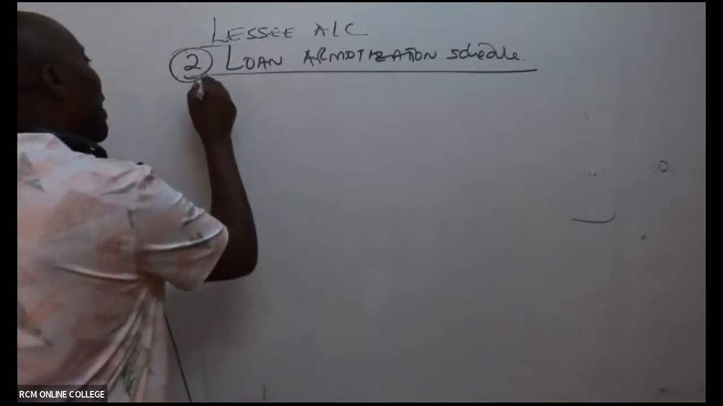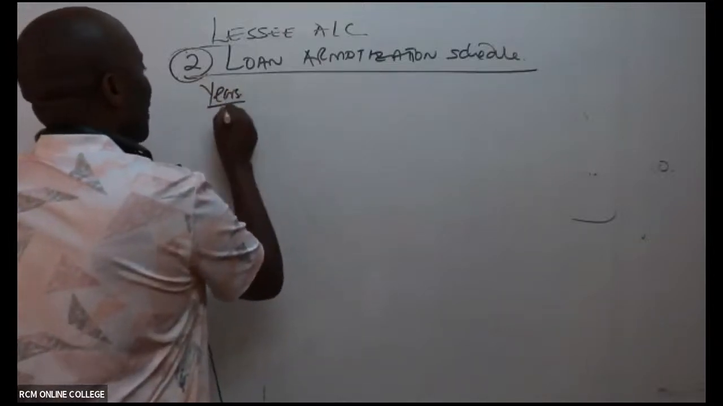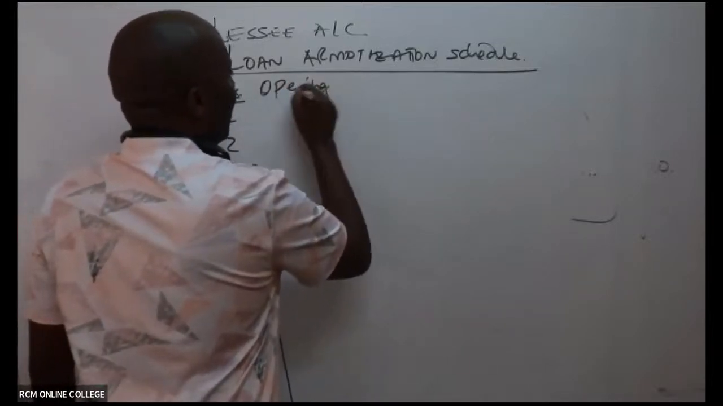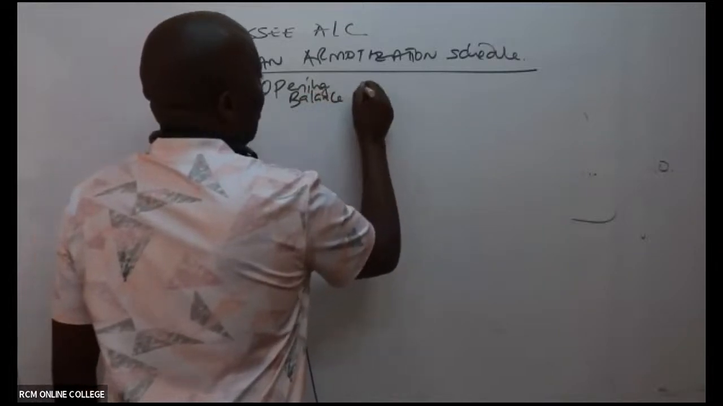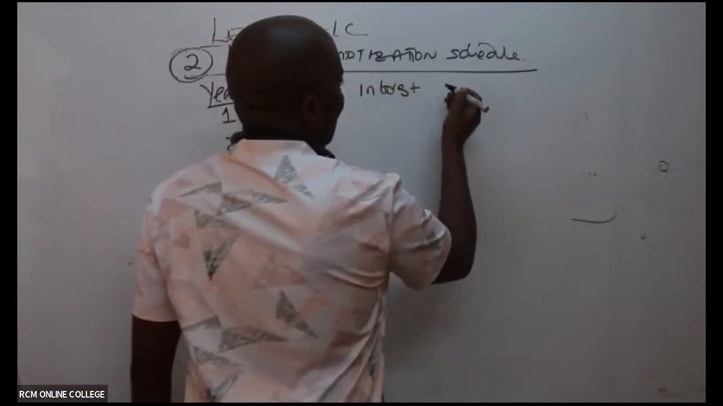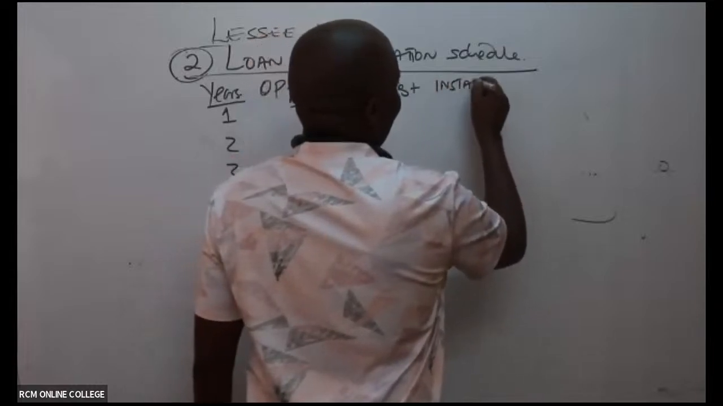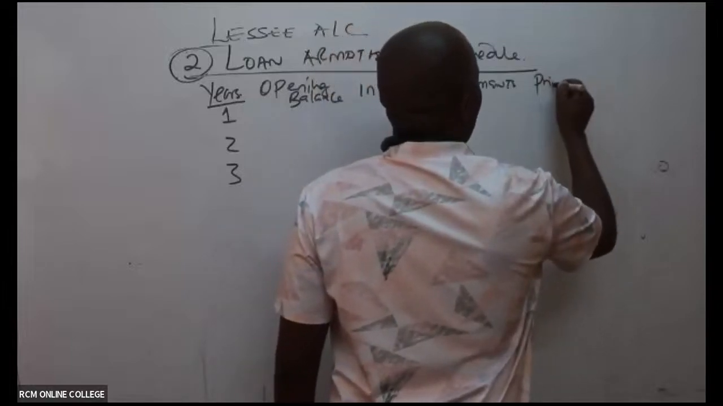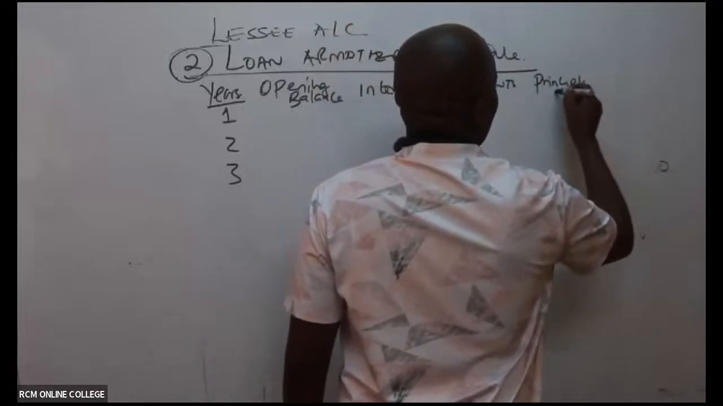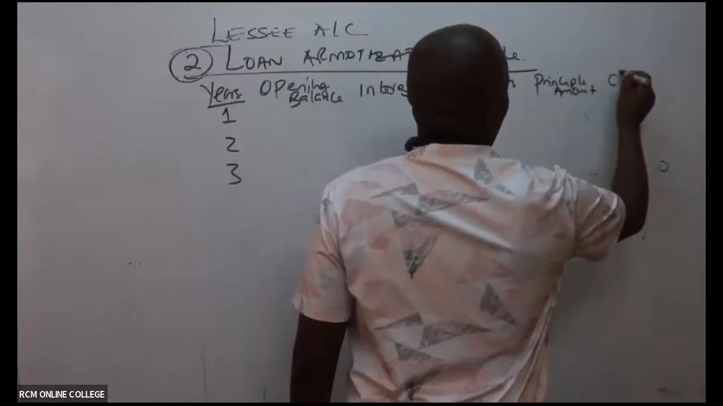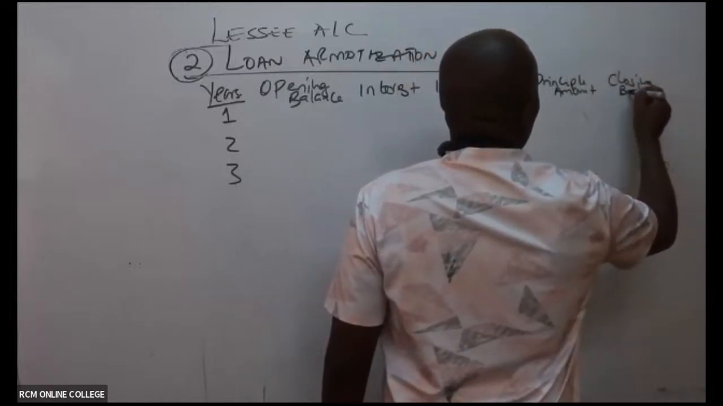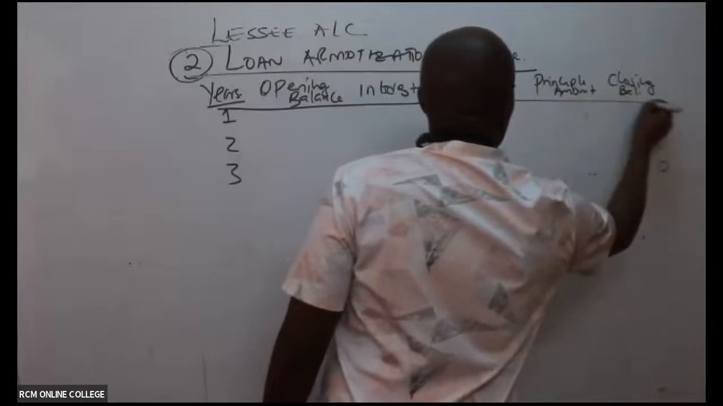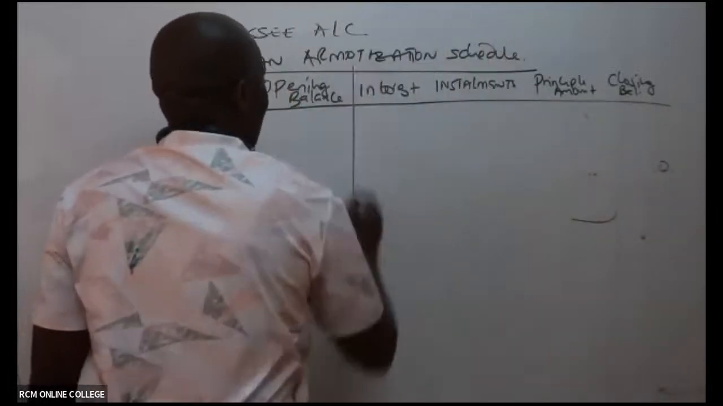So remember here, you're going to have years, so years we have 1, 2, 3. You're going to have opening balance, interest, installments, the principal amount paid, and then closing balance. Very easy. Please let me know once you guys are able to write this particular table, the titles.